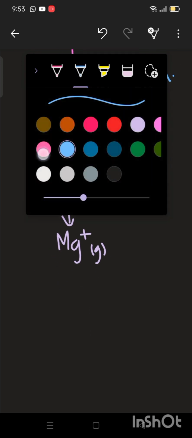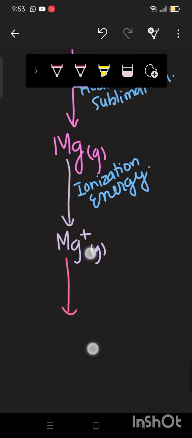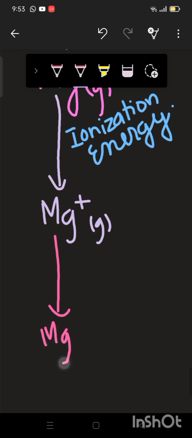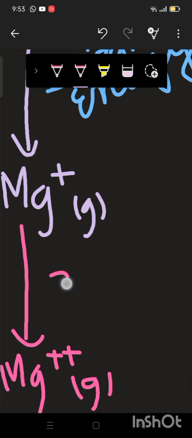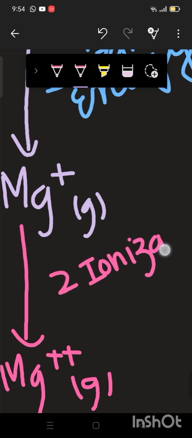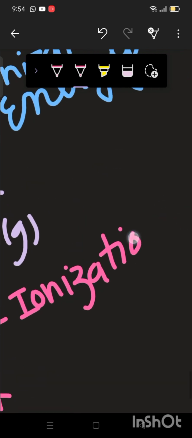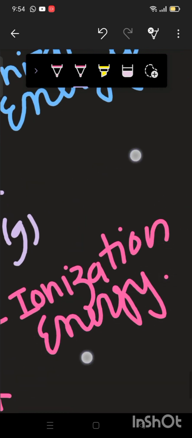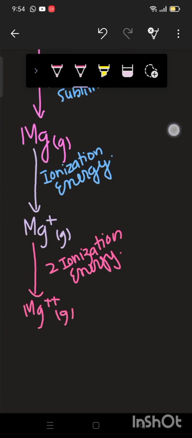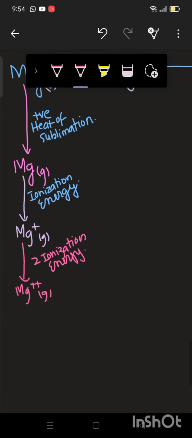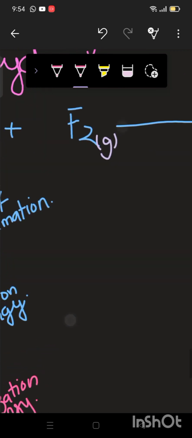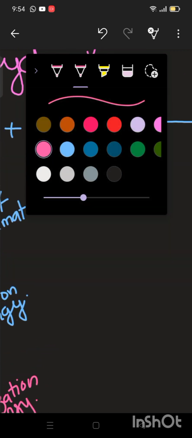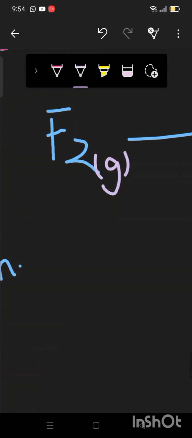Now we need to make it double positive, Mg plus plus in the gaseous form. So this is the second ionization energy, right?